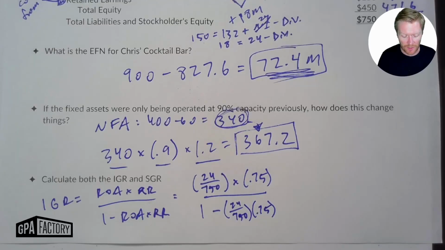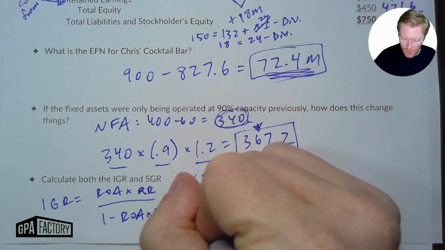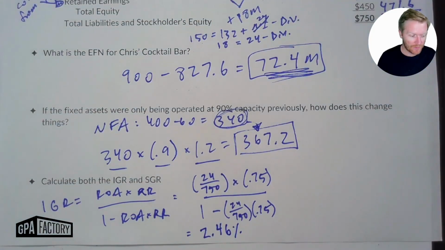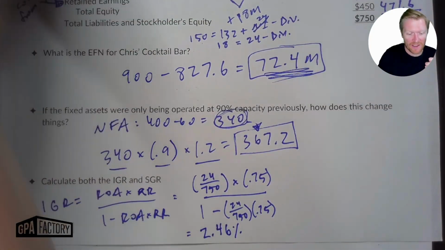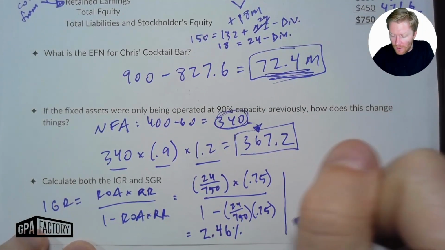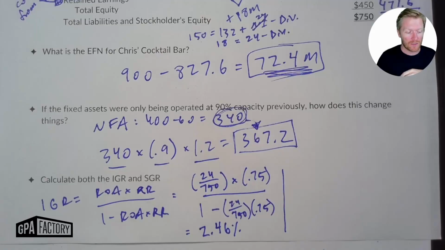Okay, so let me go ahead and calculate what that value is. So 24 divided by 750 times 0.75, you get 0.024. So 0.024 divided by 1 minus 0.024, we get 2.46%. So that's the growth rate we could sustain if we just wanted to fully fund this growth through only retained earnings.